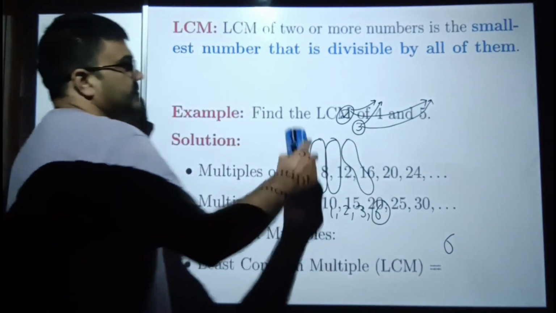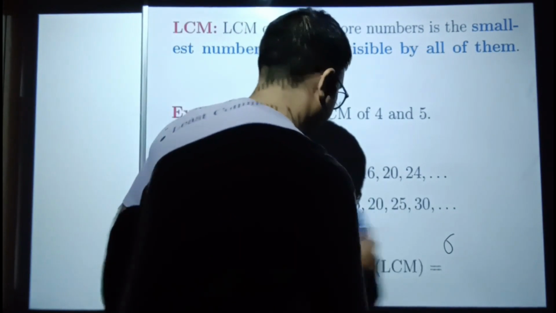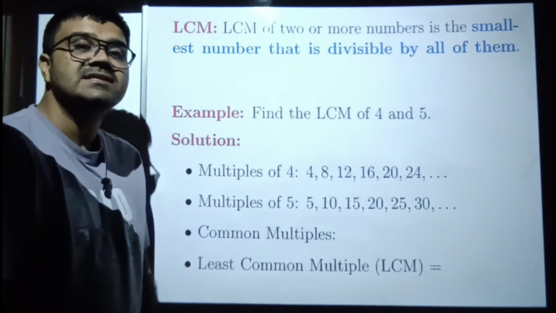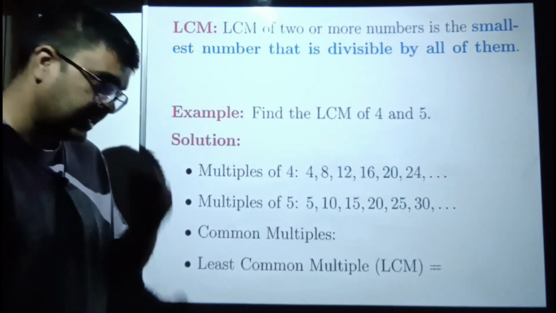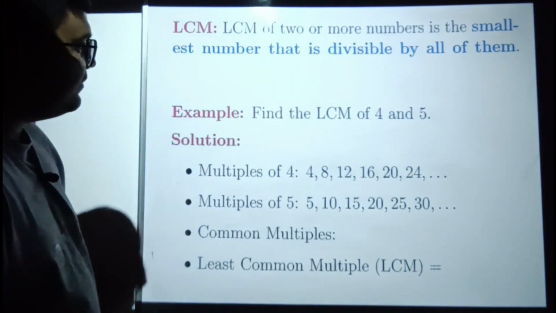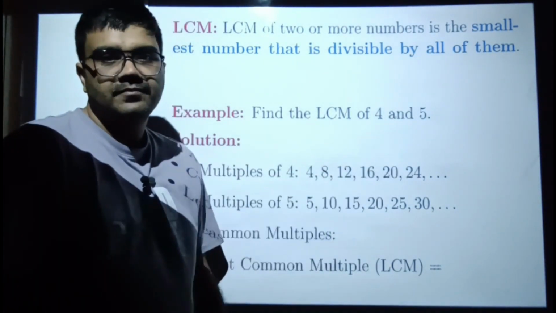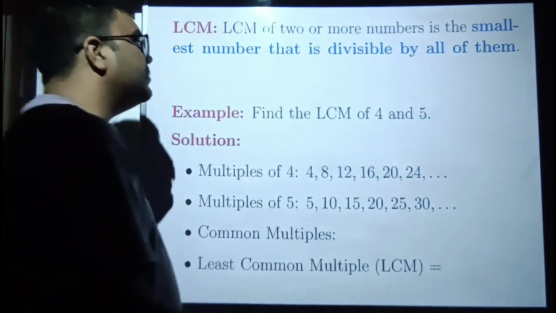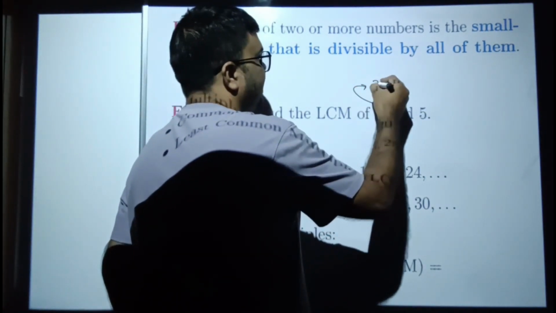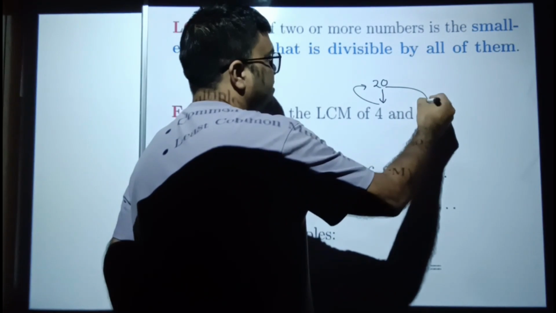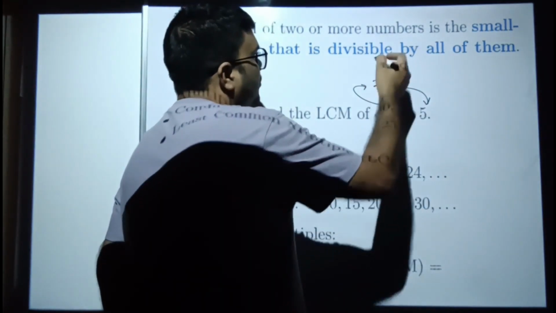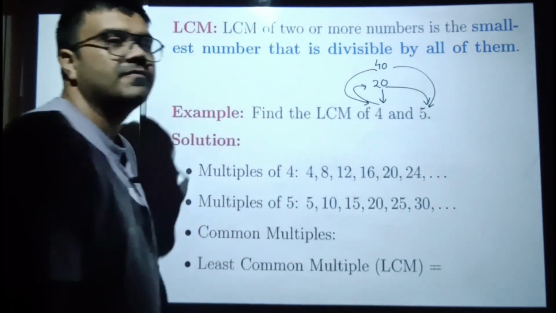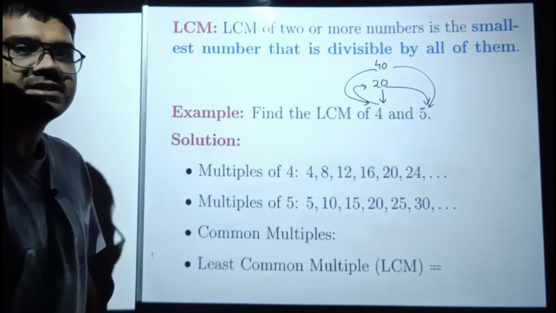Next term we have is the LCM. LCM is the smallest number that is divisible by both the numbers A and B. When we are talking about the LCM of 4 and 5, we want to find the numbers that are divisible by both of them. The number 20 is divisible by 4, and it is also divisible by 5. The number 40 is divisible by 4, and it is also divisible by 5. I want to find the smallest number that is divisible by both of them.